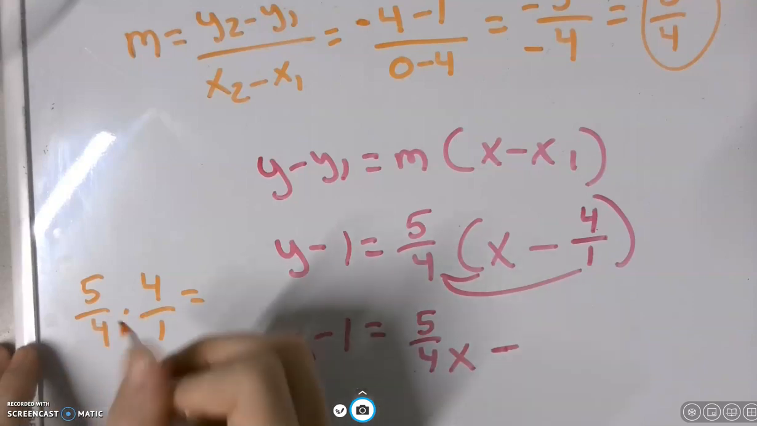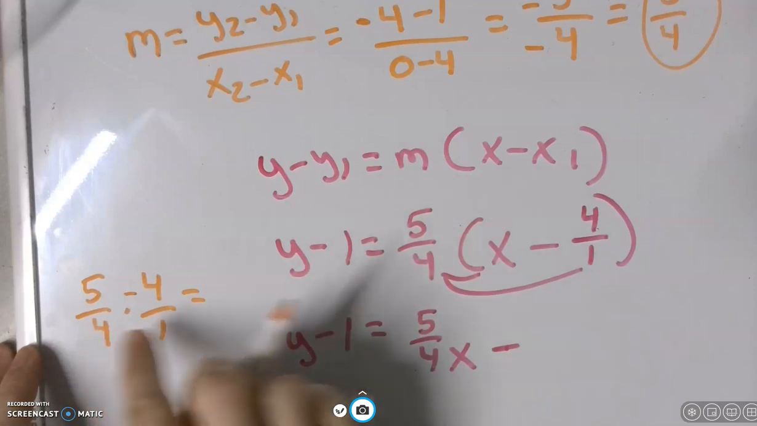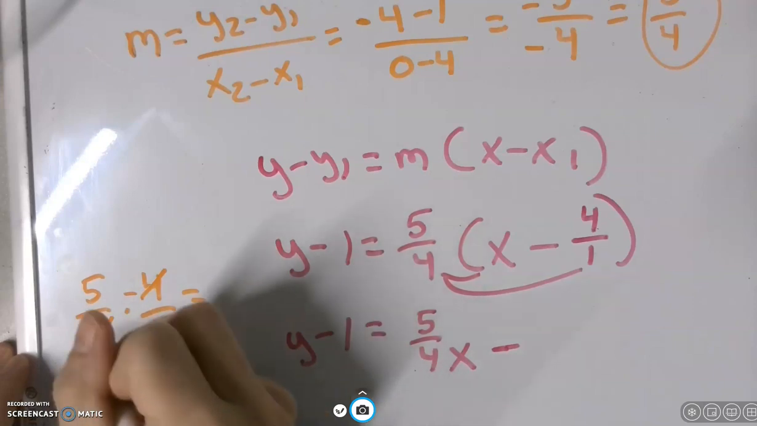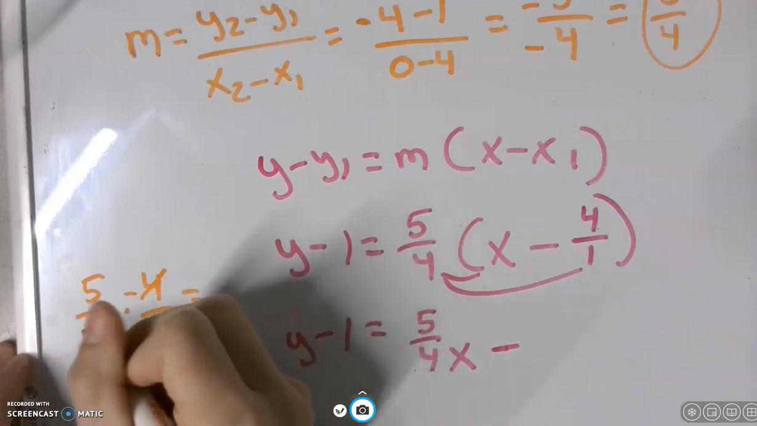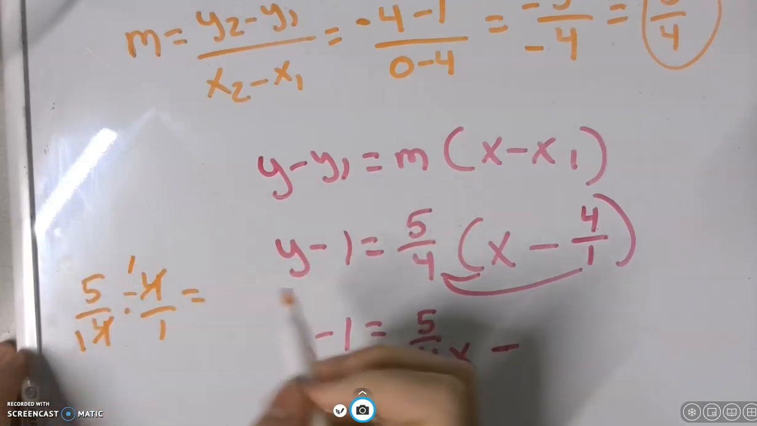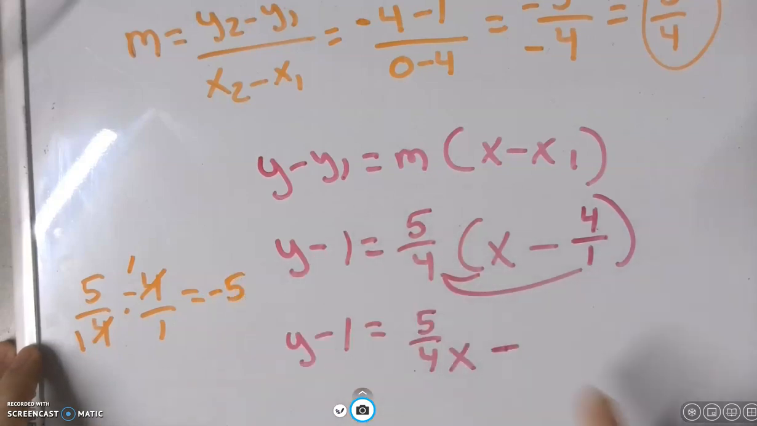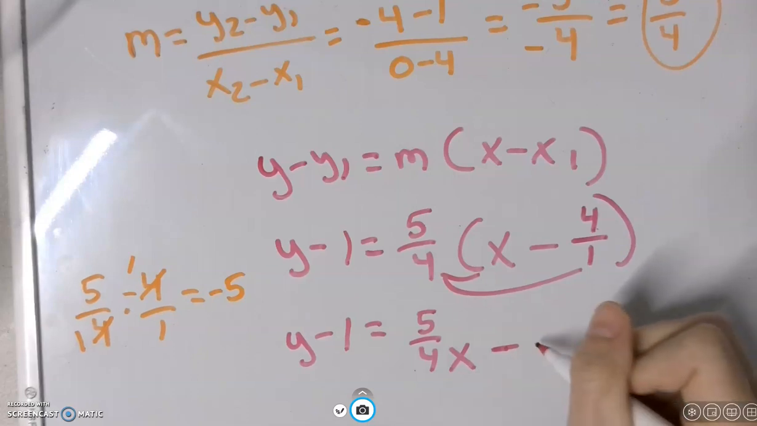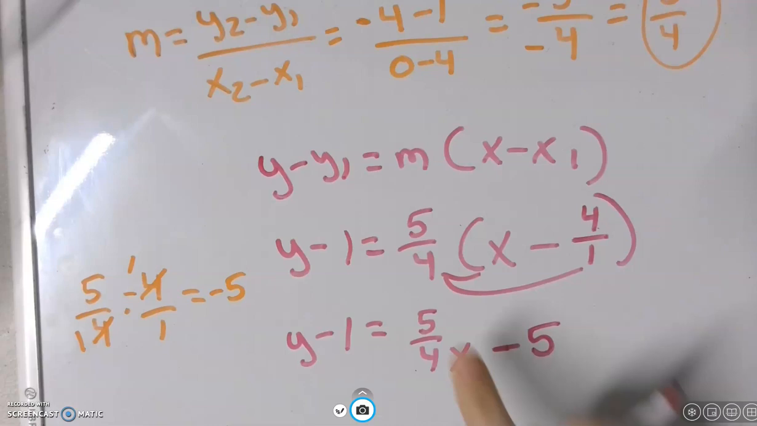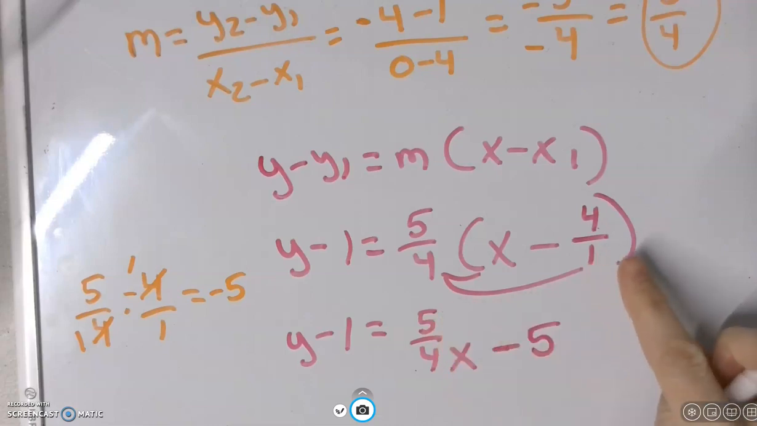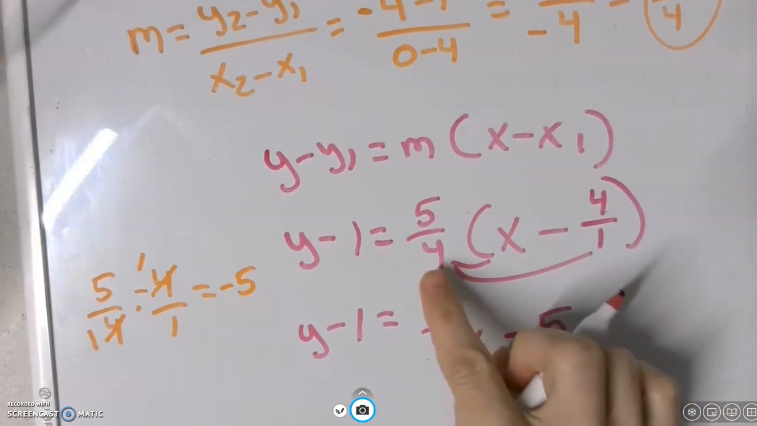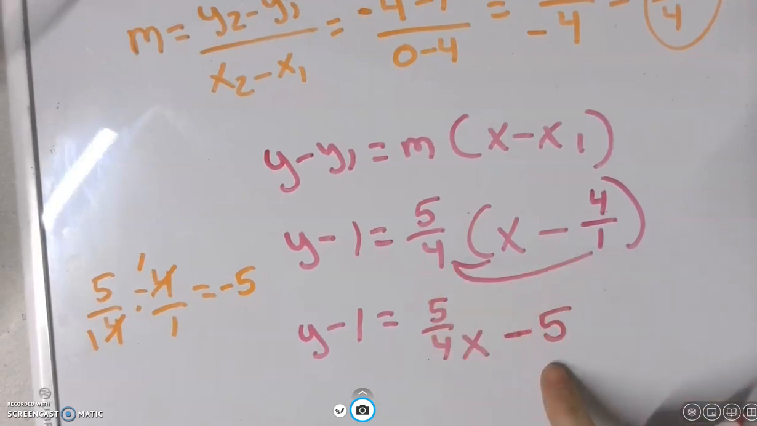Or you can cross cancel. Sorry guys, it's early. 4 and 4 gives me 1. So now I just multiply straight across and I get -5. Again, a positive times a negative is a negative. That's my minus sign here. So when I multiply, I end up with -5. 5/4 times -4 over 1 gives me -5. Again, a lot of you guys are forgetting to distribute 5/4 to both of these numbers.